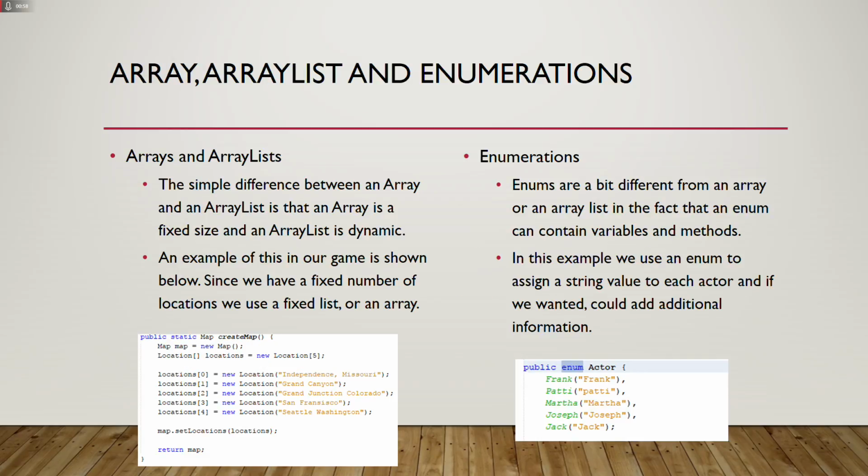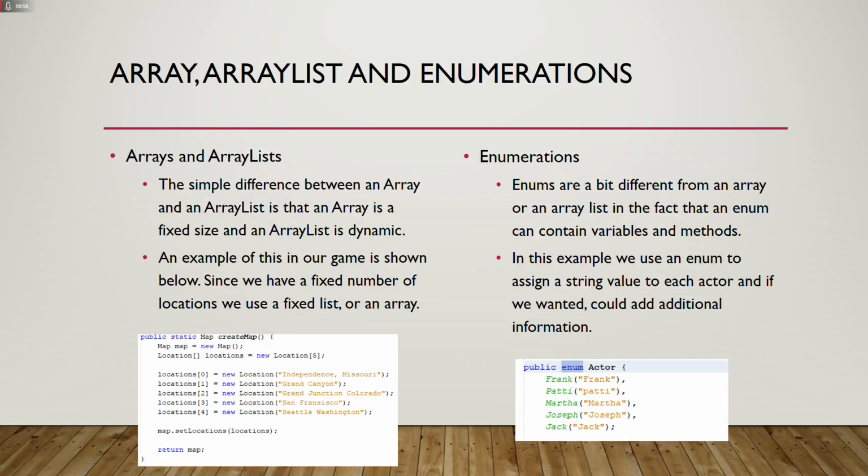The simple difference between an array and an array list is that an array is a fixed size and an array list is dynamic. An example of this in our game is shown below. Since we have a fixed number of locations, we use a fixed list, or an array.